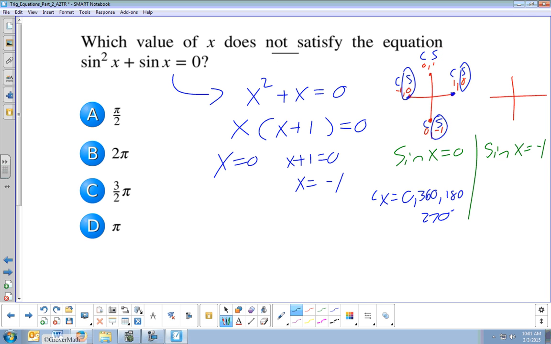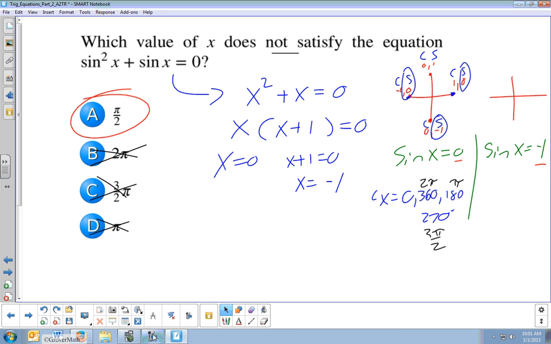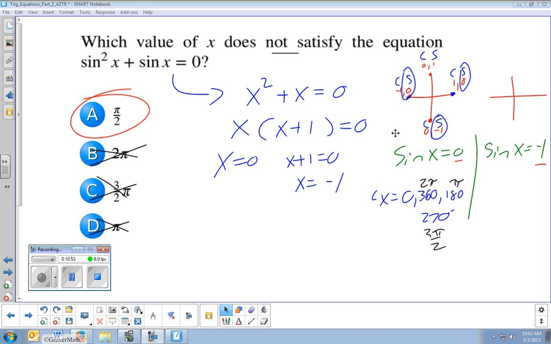So which one does not satisfy? Well, 0 degrees is 0. That's not there. 360 is the same as 2 pi. So 2 pi works. I'm looking for something that doesn't. 180 is pi. 270 is 3 pi over 2. But 90 degrees, that is not one of my values, because at 90 degrees, sine is 1, not 0, not -1.